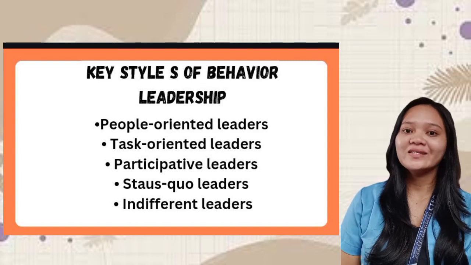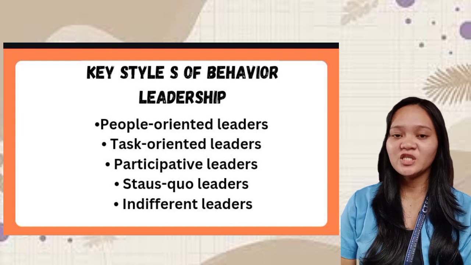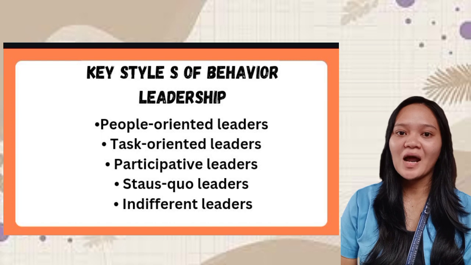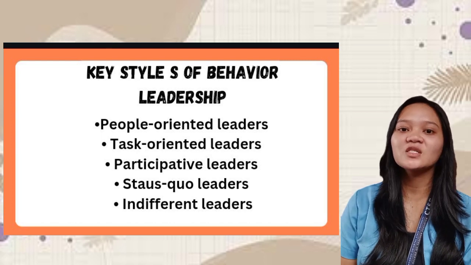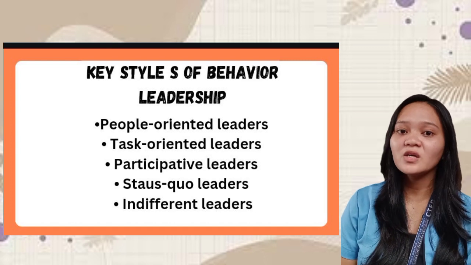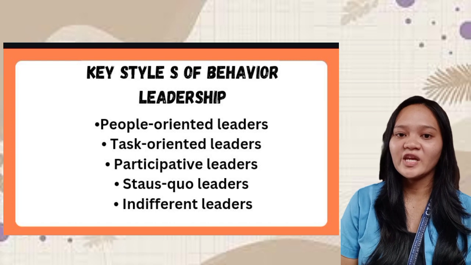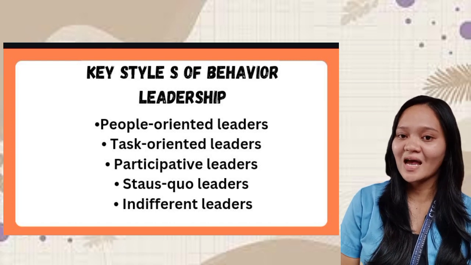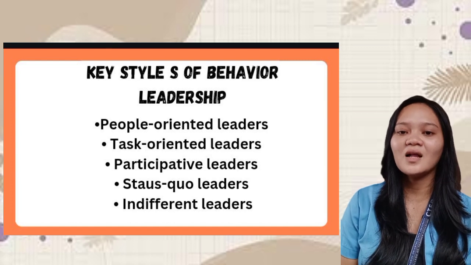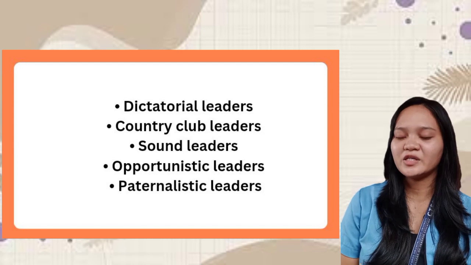The fifth one is indifferent leaders. Indifferent leaders do not prioritize interaction or communication with their team. They usually oversee progress from a distance and do not contribute to their team's daily efforts. They are primarily focused on personal success and advancement. Due to the lack of cooperation, an indifferent leadership style is widely considered the most ineffective of the behavioral leadership styles.